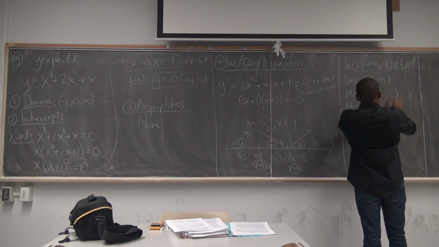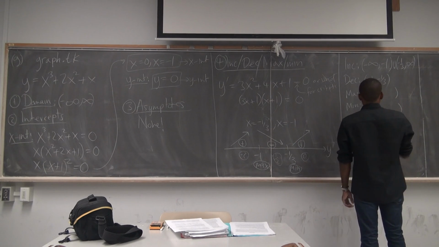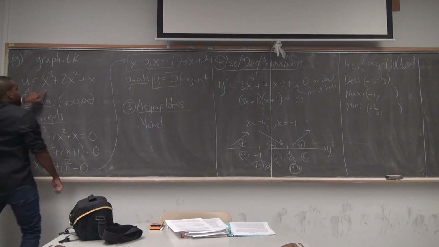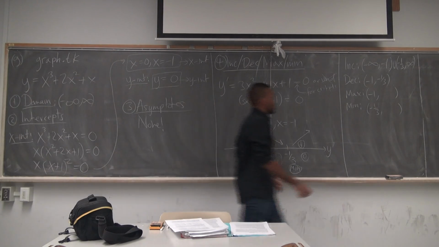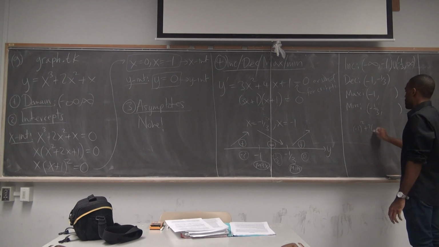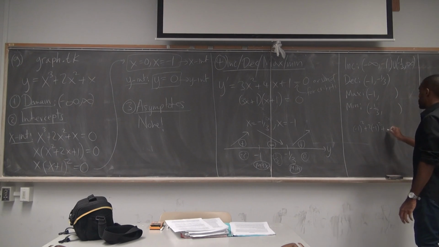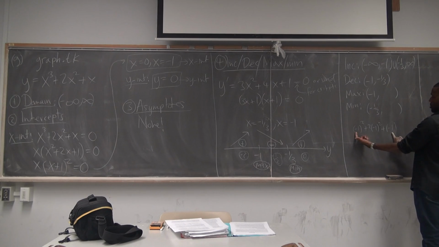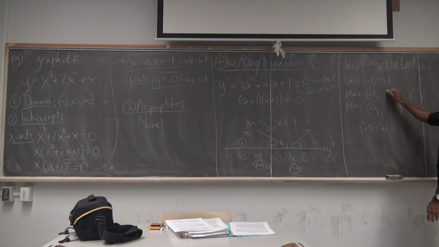So how do I find the values here? Substitute into the original expression. So I'm going to plug in minus 1. I'm going to take minus 1 cubed plus 2 times minus 1 squared plus minus 1. So that's minus 1, that's minus 2, plus 2, that's a 0.